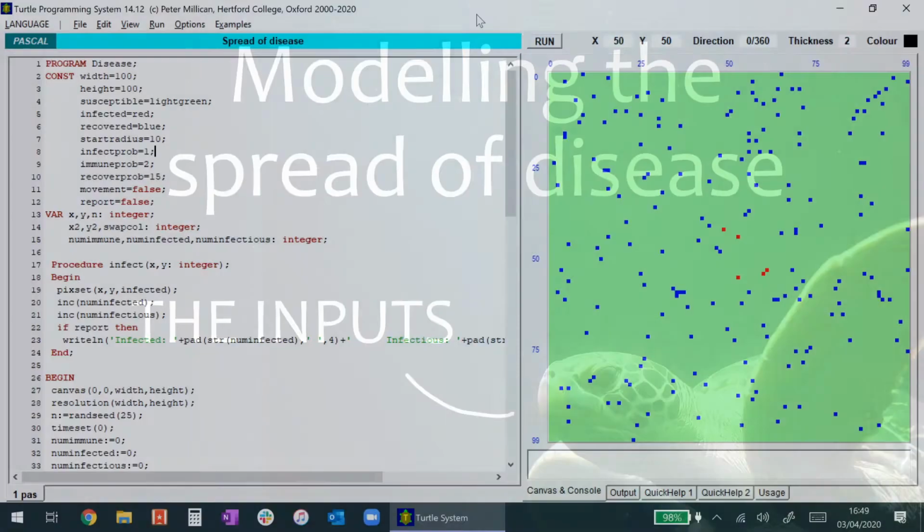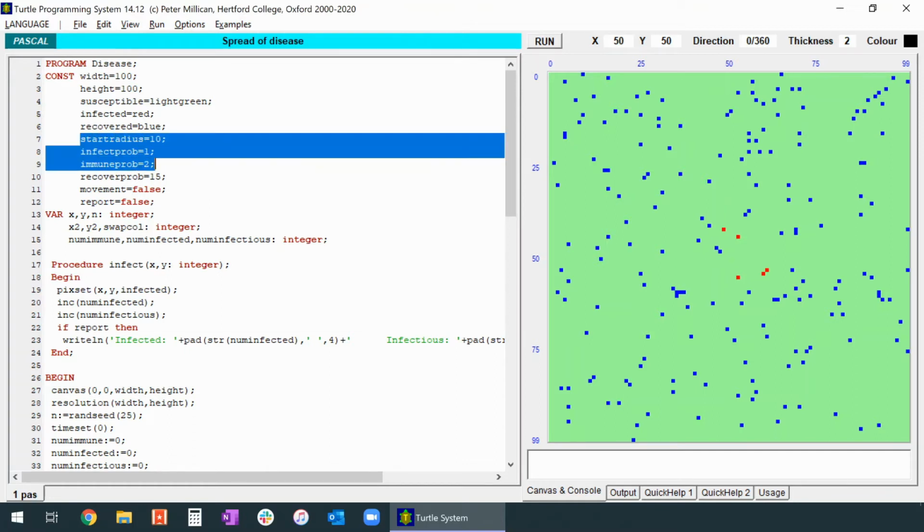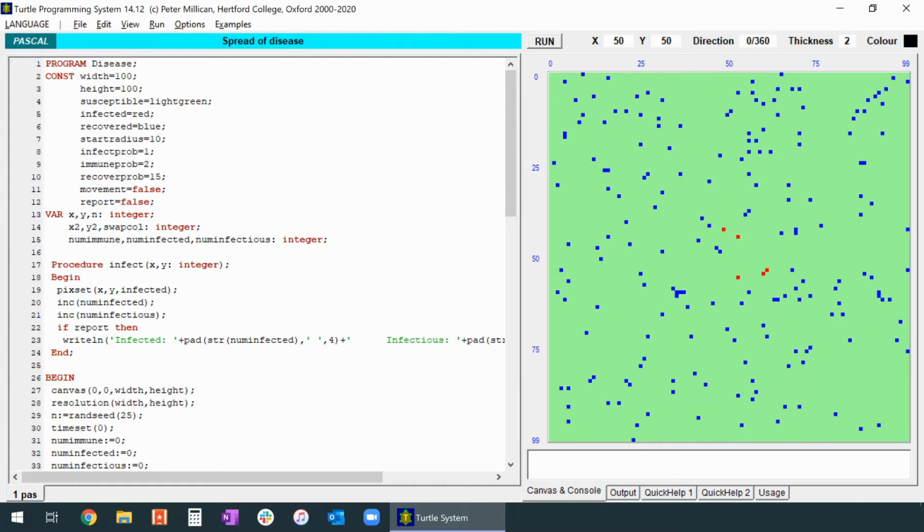Now we're going to have a little look at some of the numbers that are in the model and how those numbers affect the spread of the disease. So we're going to have a little look at these numbers here. The first one we're going to have a look at is this one, immune prob equals 2. Immune prob is sort of the name of the number and 2 is the value that we've given it.